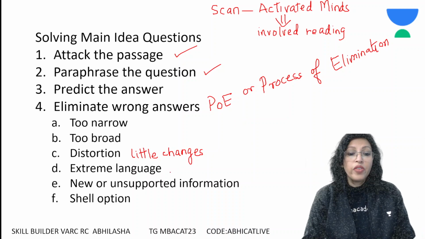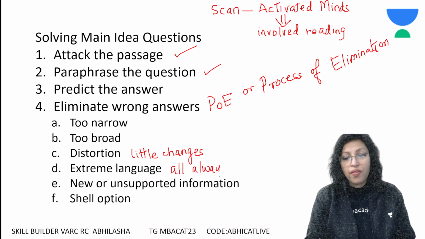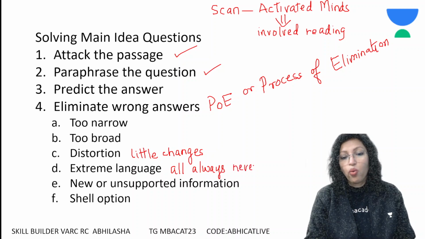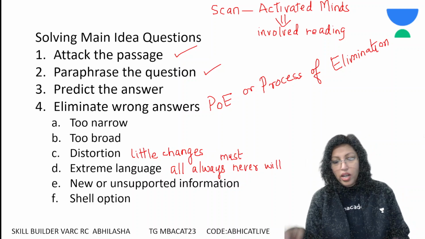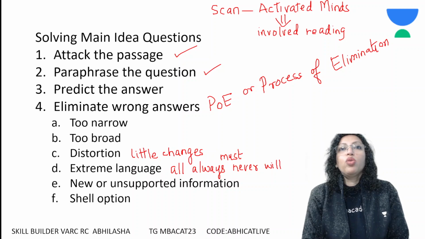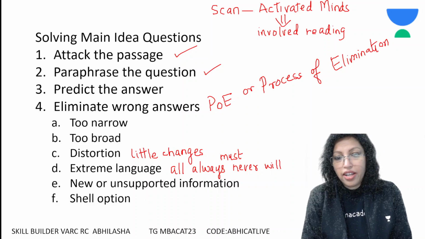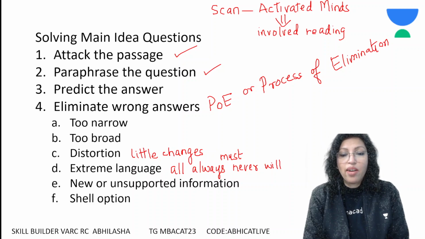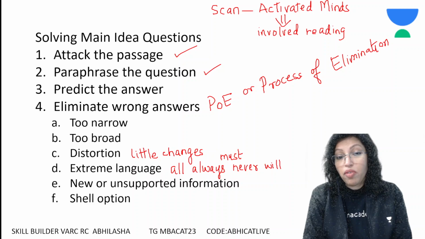There is a distortion. Sometimes extreme language, words such as all, always, never, will, must. Okay, these words are extreme options. So let us say the passage says South America will never be able to get into the economic rat race. And then the option says, well, South America may get into the economic rat race. But because the statement has already said will never do it, a may is not a possibility, right? So extreme language you have to be very careful of.